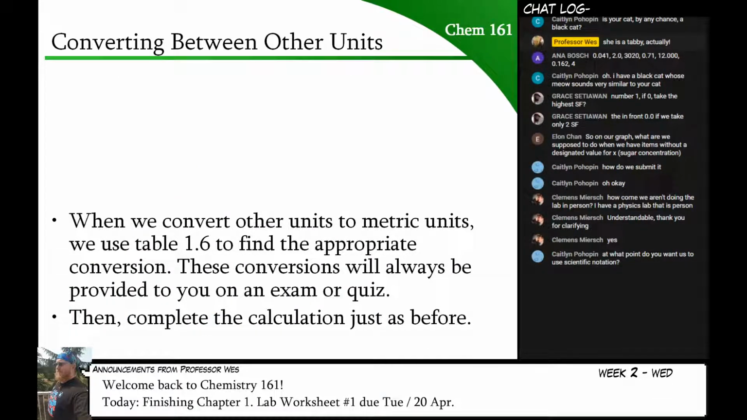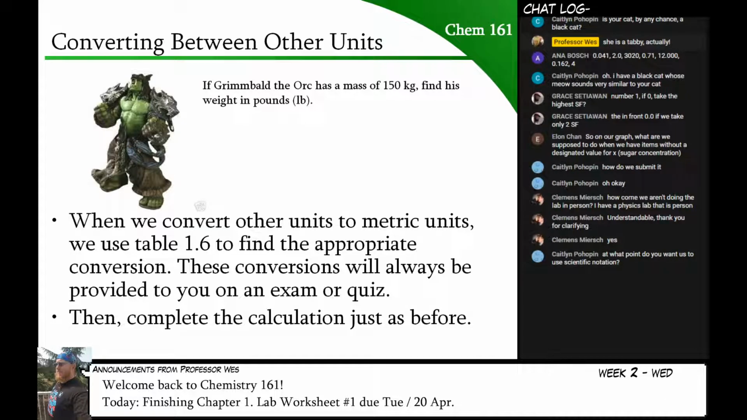Now, if you have different units that are not metric to metric, for example, Imperial to metric, so I have this orc here. I actually have this figurine in my living room. And I have the mass of this character, and I want to find the weight in pounds. What would I do to do that?